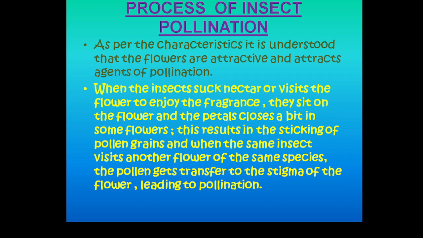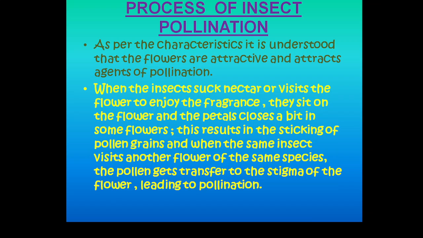When the insects suck nectar or visit the flower to enjoy the fragrance, they sit on the flower and the petals close a bit in some flowers. This results in the sticking of the pollen grains, and when the same insect visits another flower of the same species, the pollen gets transferred to the stigma of the flower, leading to pollination.